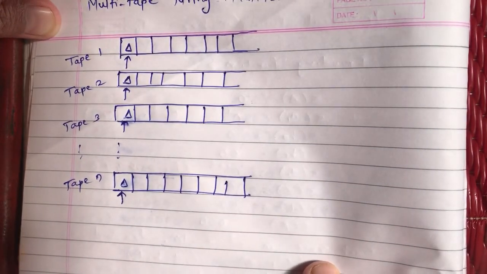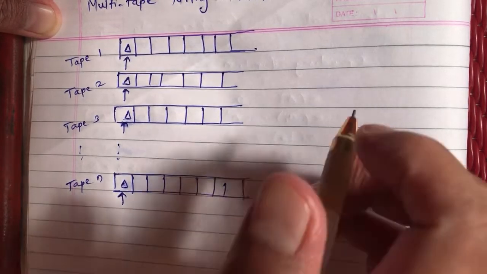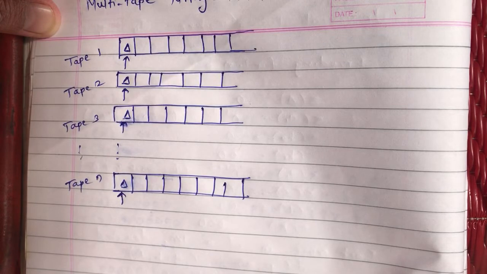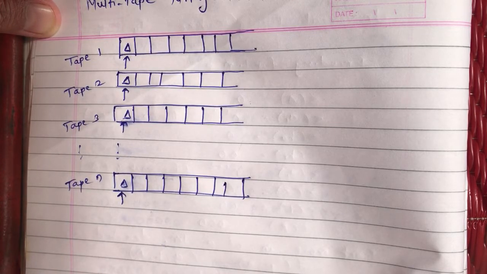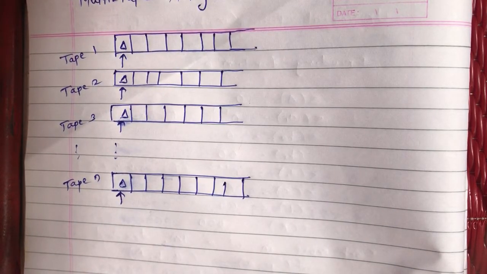Each of these tapes will have its own set of tape symbols, and there will be blank symbols apart from that. Each of these tapes will have its own tape head, which can take its own independent moves in the form of left, right, and remaining stationary. And your Turing machine diagram will also have states, right? So we'll also have a state transition diagram, right?